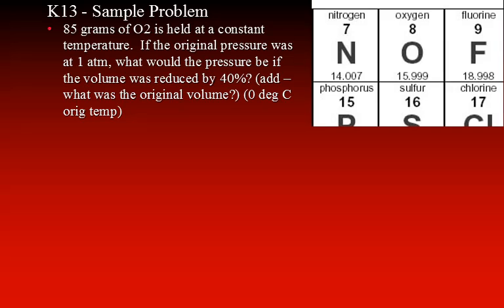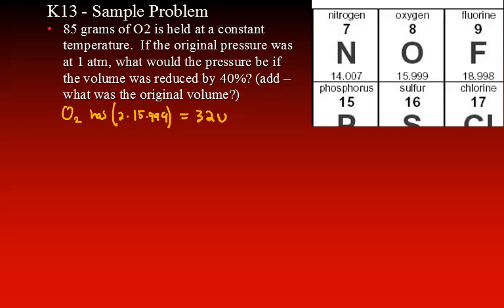Okay, on K12 or K13 here, we have 85 grams of O2. It's held at a constant temperature. If the original pressure was 1 atmosphere, what would the pressure be if the volume is reduced by 40%? And then, what was the original volume? This would be a good one to practice as well. So go ahead and pause the clip and give this a try. When you're ready to check, you can hit play to continue.